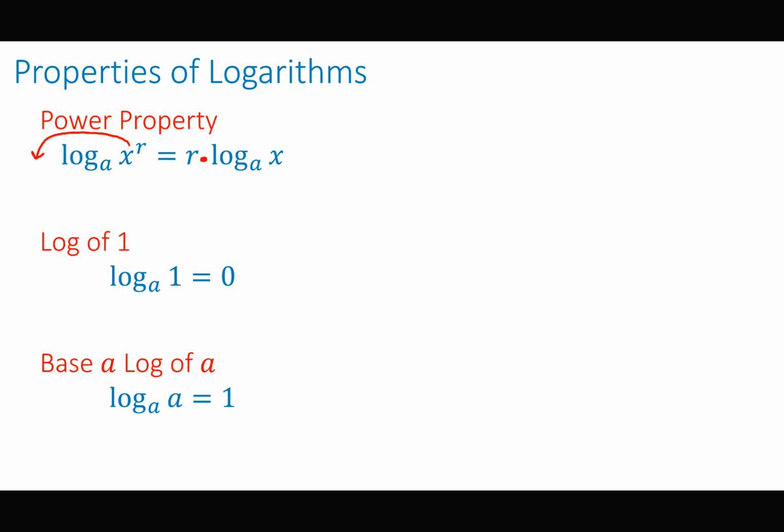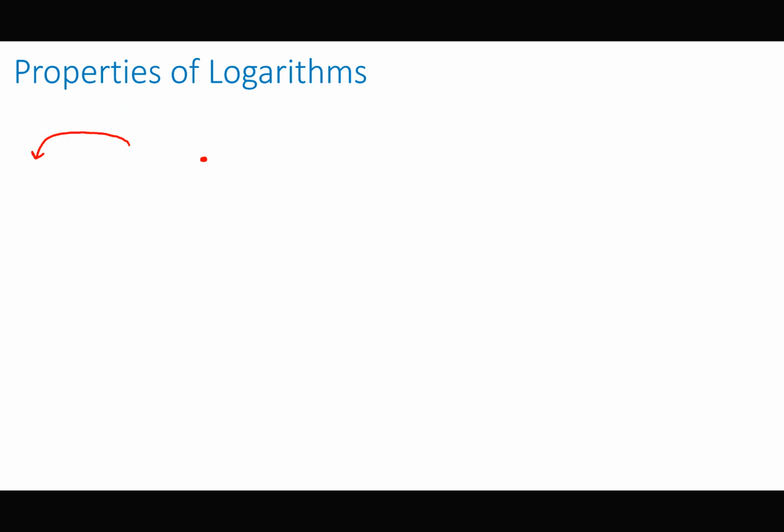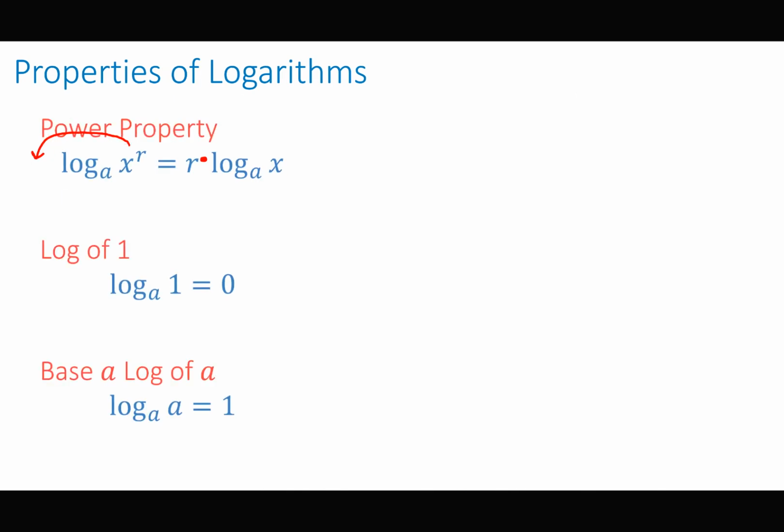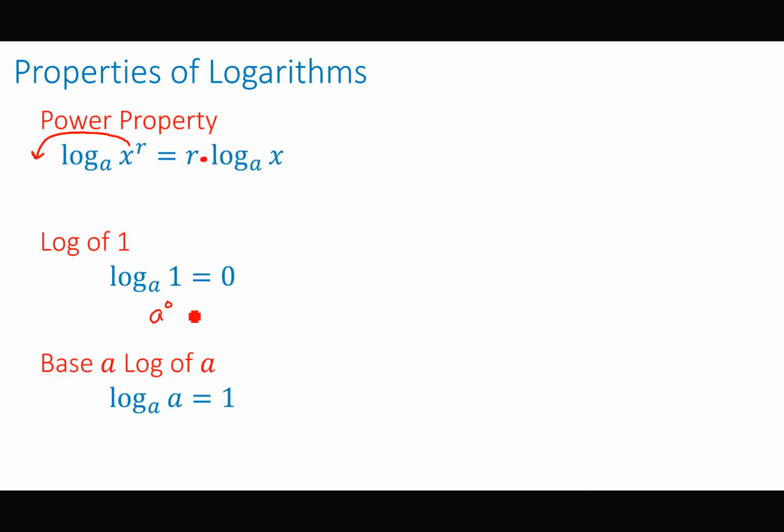If we want to do the log of 1, that's always 0, because this is really saying a to the 0 power equals 1, which is true. Anything raised to the 0 power will always be 1. So log base a of 1 will always equal 0. And log base a of a will equal 1, because this is saying a to the first power equals a, which is true.